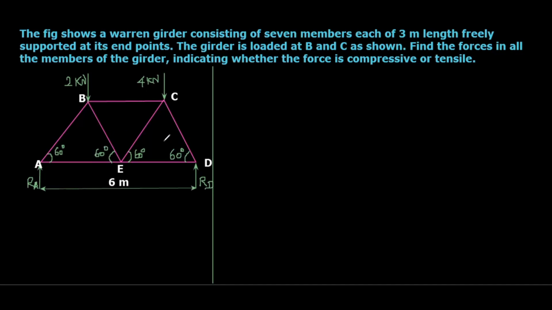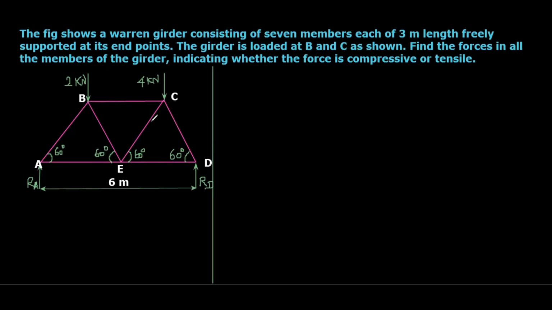Here you can see the 3 triangles. Each triangle is an equilateral triangle. All the angles are equal to 60 degrees. That means we can say all the sides are equal to 3 meters, because between A and D, that is 6 meters. Then from the angles, we can identify AE equals ED. That means all the members have the same length, that is 3 meters. So AE, ED, everything is 3 meters.